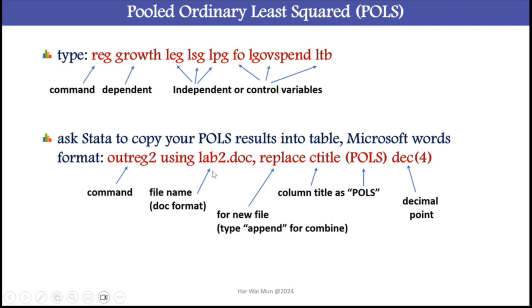If you have a new file, you put replace. That means it erases everything and gives you a new one. Later on, when you want to combine your other regressions with this pooled OLS, you put append. That means it will add on the column only. It doesn't replace and delete everything and give you a new one. Ctitle means the title, the column title that you saw just now.